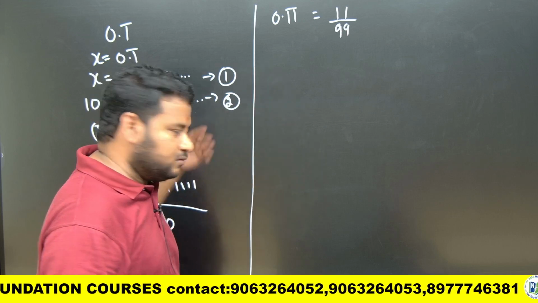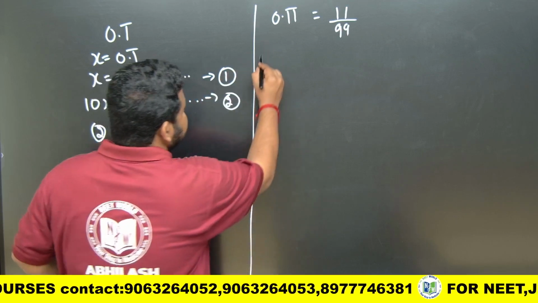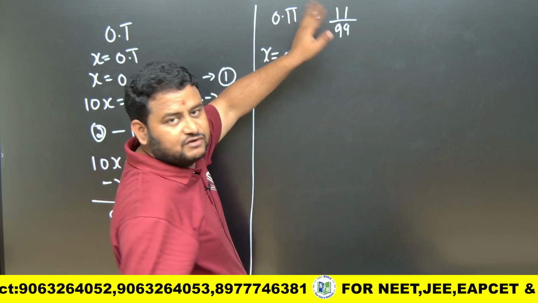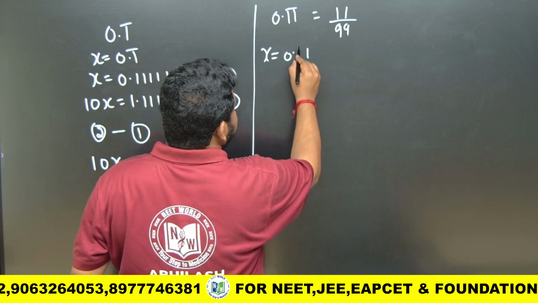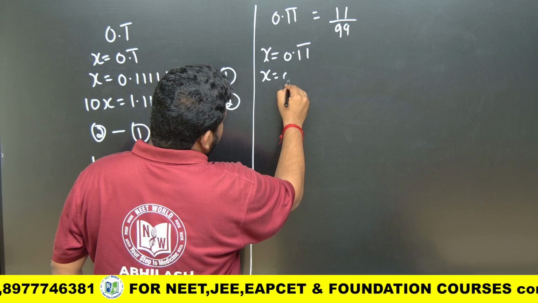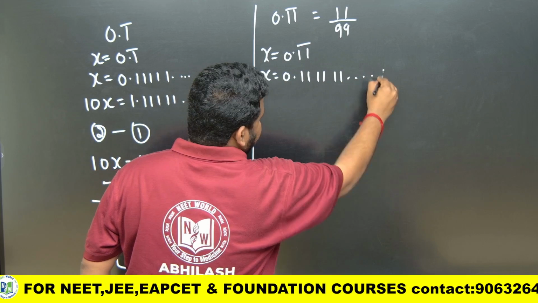Let me show you by this procedure itself. First, I should take x is equal to 0.11. This I am telling you as a shortcut for you to re-verify your answer. But you have to use these steps. X is equal to 0.11 bar. So now I will expand this bar. So this will become 0.111111, like this it goes on. This will be equation 1.